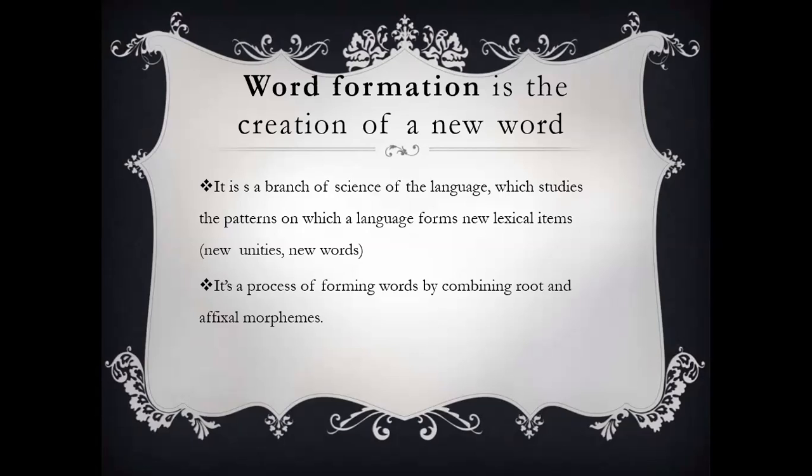So it's a process of forming words by combining root and affixal morphemes. So root, this is the synonym of the word stem. This is the main part of the word. And morphemes are just affixal morphemes. They can be endings. Yes, these are what we can add to the word to create a new word. So next slide.